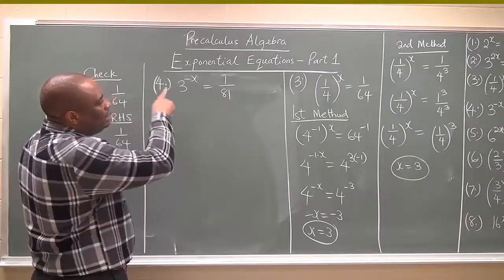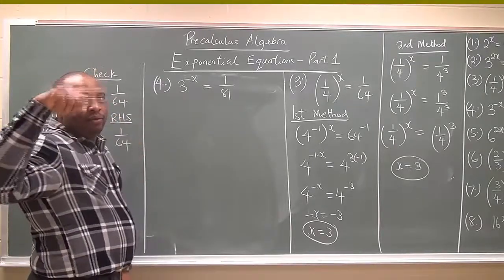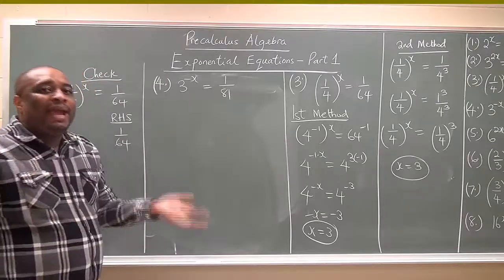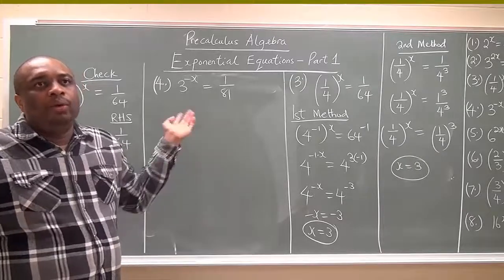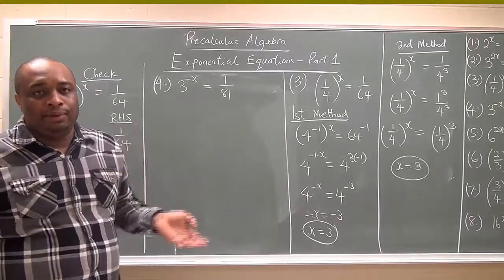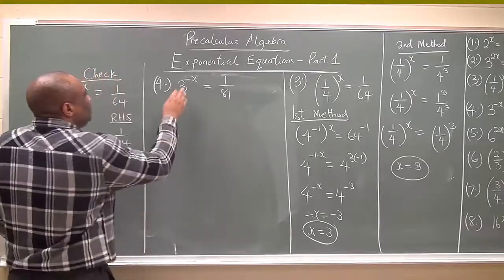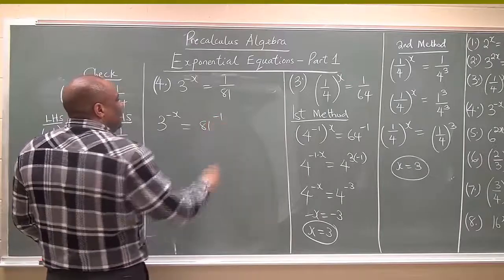Although this will now be 1 over 3 raised to power x, right? And you can still say 1 raised to power x over 3 raised to power x, because 1 raised to power anything will still give you that thing. So you can have 1 to be 1 raised to power x. It's still going to be 1. Okay, but let's just do it with the first method. So 3 raised to power negative x will be 81 raised to power negative 1.